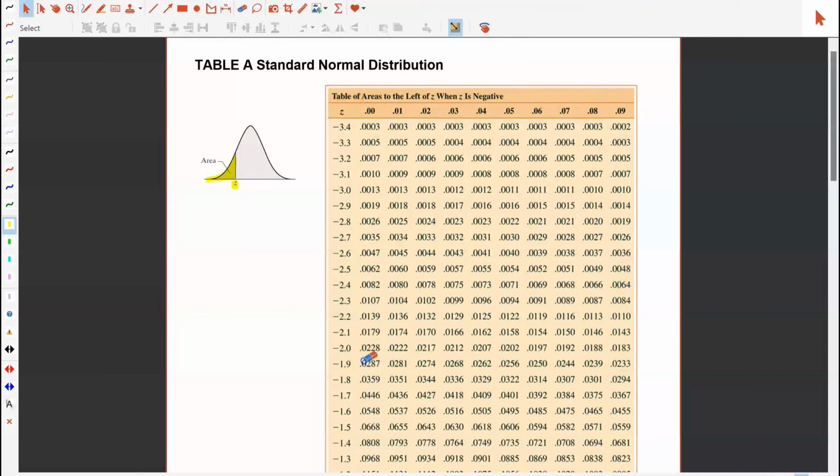3.03. All right, so negative 3.0 is right here, so I'd be looking across that row. I want it to end in 3, which is that number up there, so I'm going to come down. So the area under the curve to the left of negative 3.03 is 0.0012.